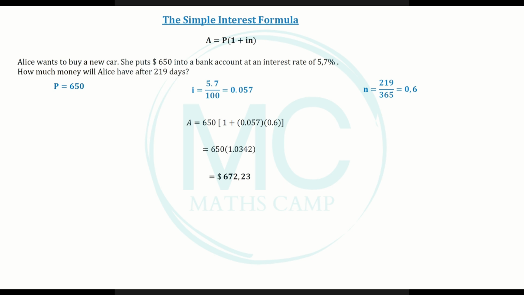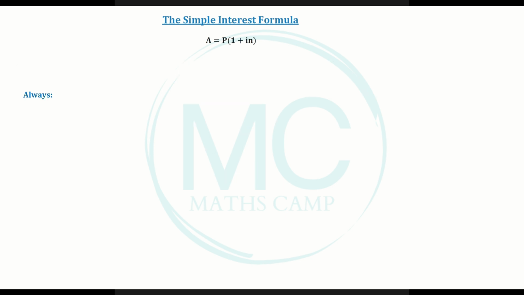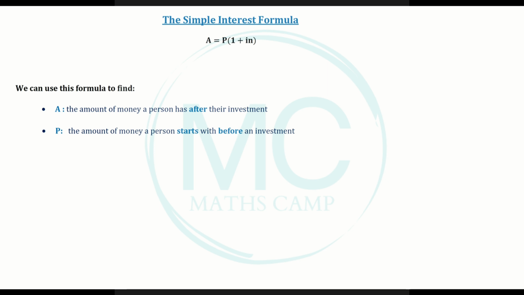Please remember that the values of A and P are amounts of money. So when solving, make sure to always include the currency and round your answers to 2 decimal points. We can use the formula for simple interest to find A, the amount of money a person has after their investment, P, the amount of money a person starts with before their investment, I, the rate of interest offered by the bank, and N, the duration of the investment.